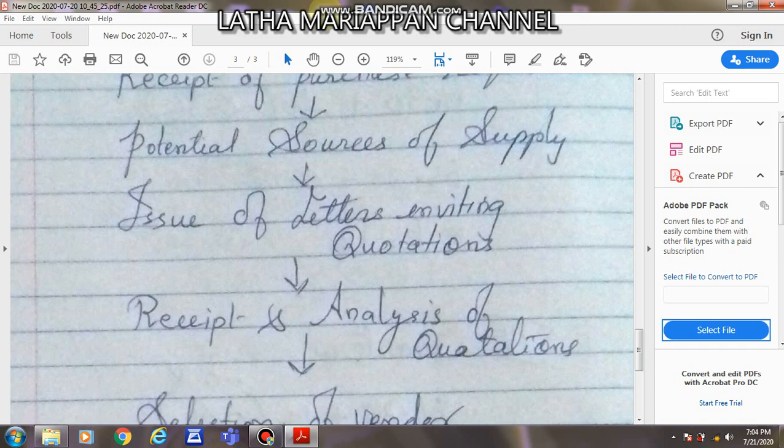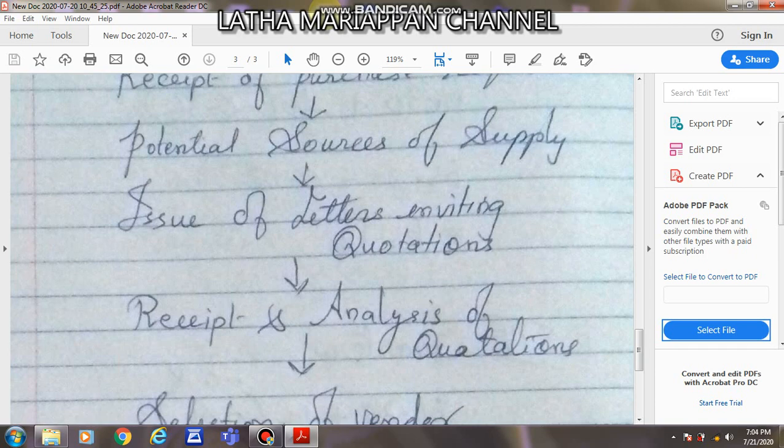Once you receive the quotations from various suppliers, you have to make a comparative statement: how much price they are going to give, what their offer is, when they are going to provide, and what kind of price indications there are.